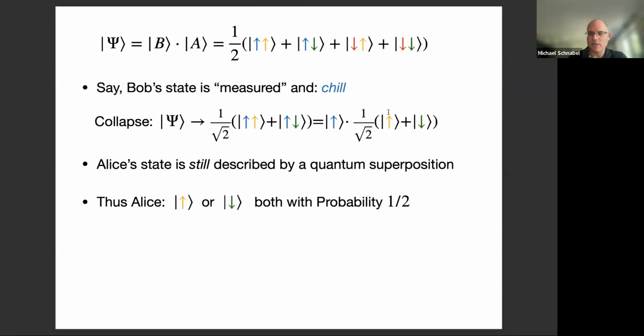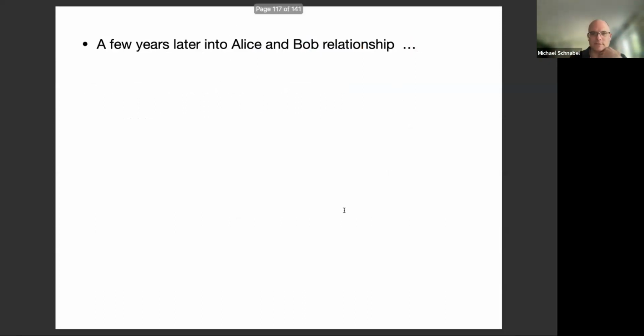Therefore, if now I measure Alice, is she sad or happy, I find either or with probability 1/2. And vice versa, if Bob turns out to be stressed again. Okay, now let's have them, after a while, start to interact.